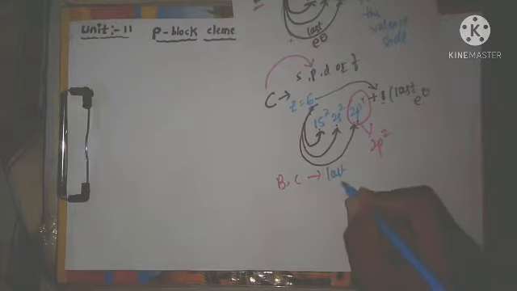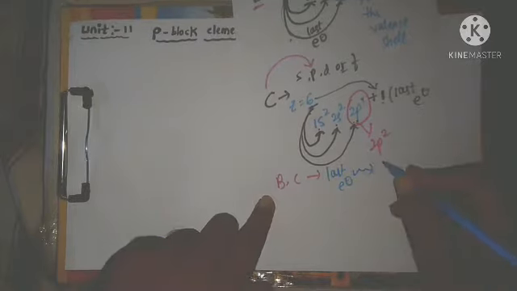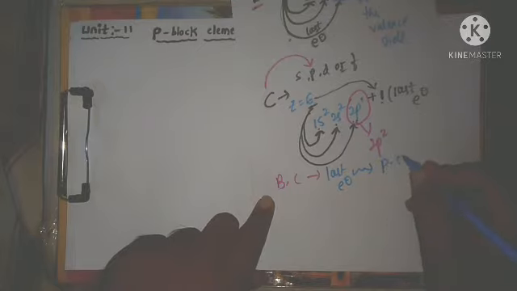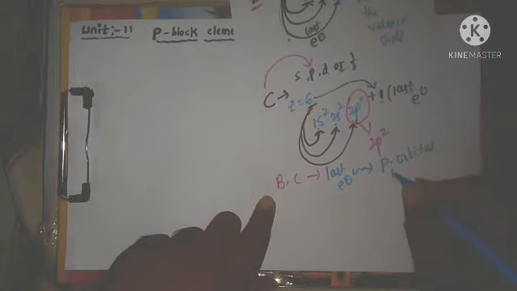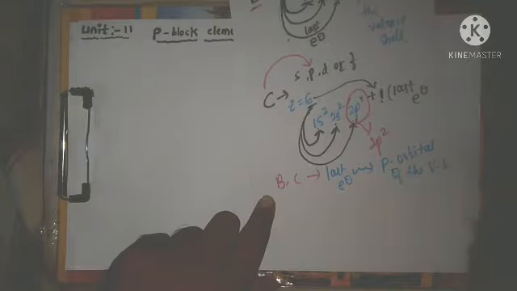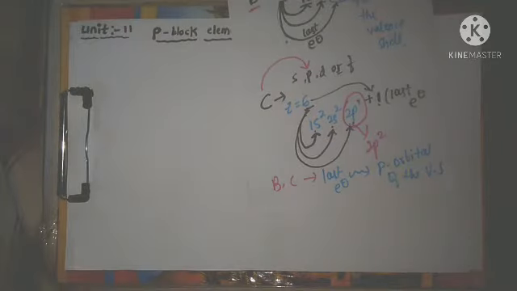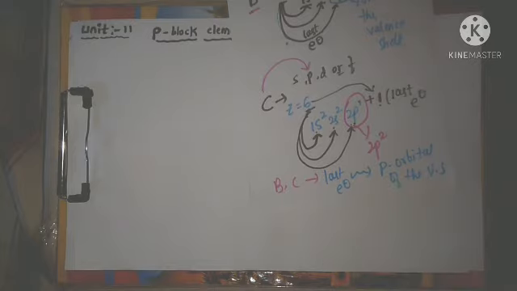Because the last electron is entering into the p orbital of the valence shell, they are called p block elements. Sir, what is meant by s block elements? If the last electron enters into the s orbital of the valence shell.